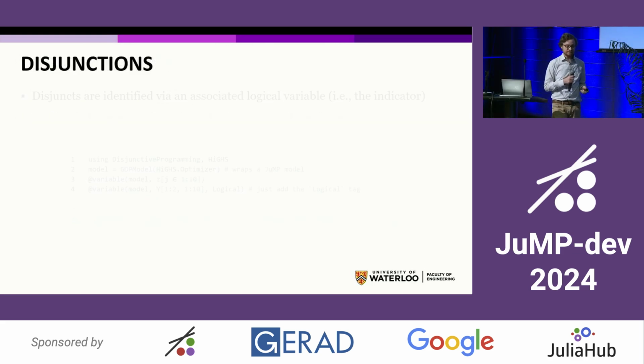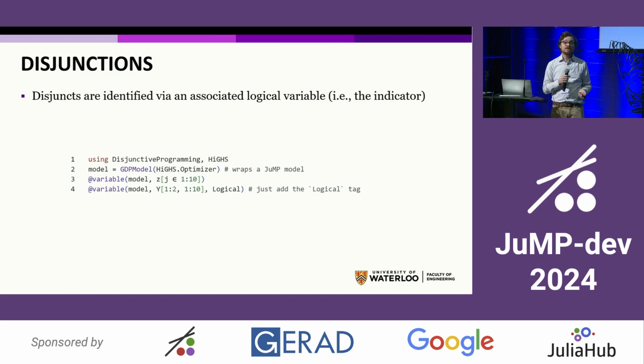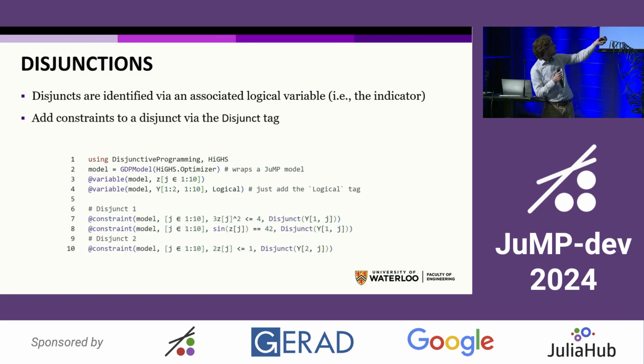To actually make a disjunction then, disjuncts are identified using a logical variable, the indicator. So here we just make our model, and we have these logical variables there, the tag. Then we can make our constraints that we'd like to add to a particular disjunct. And so you just make your constraint. We have a disjunct, and we say, hey, we want to have the disjunct associated with this particular logical variable, y. And so these are all the constraints I add to disjunct 1. These are going to be all the constraints I add to disjunct 2. And actually, I'm going to make 10 different disjunctions. So we're actually making 10 of disjunct 1 and 10 of disjunct 2.